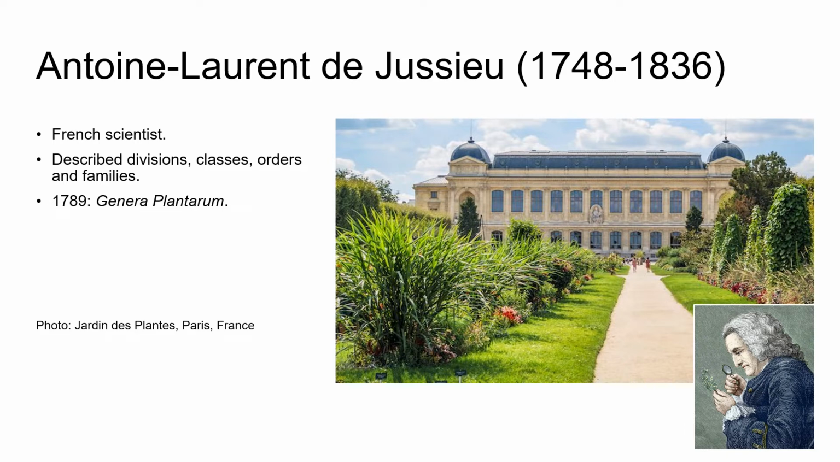His work was published in 1789, the year that the French Revolution began, and he used his system later to display plants in the Jardin des Plantes that you can see here in the photo, which is a botanical garden in Paris where he was the director. Jussieu also classified families into a higher rank called class, and his work formed the basis for much of the plant classification ranks or taxa that are used today.